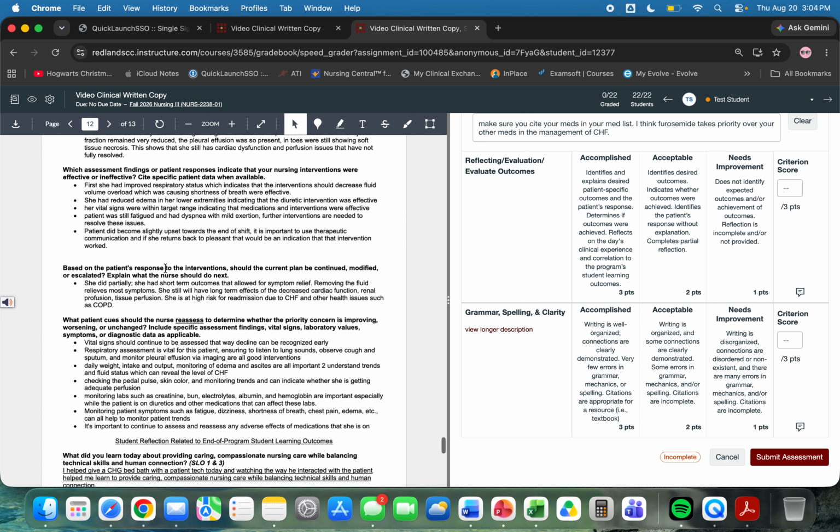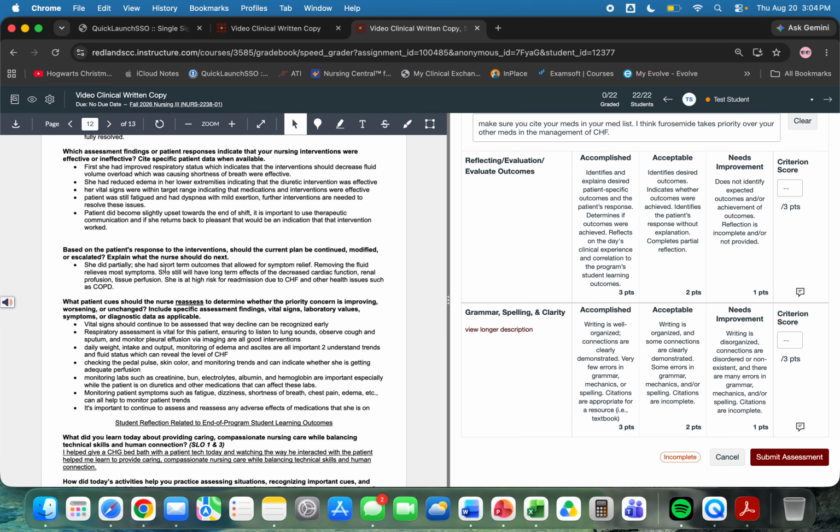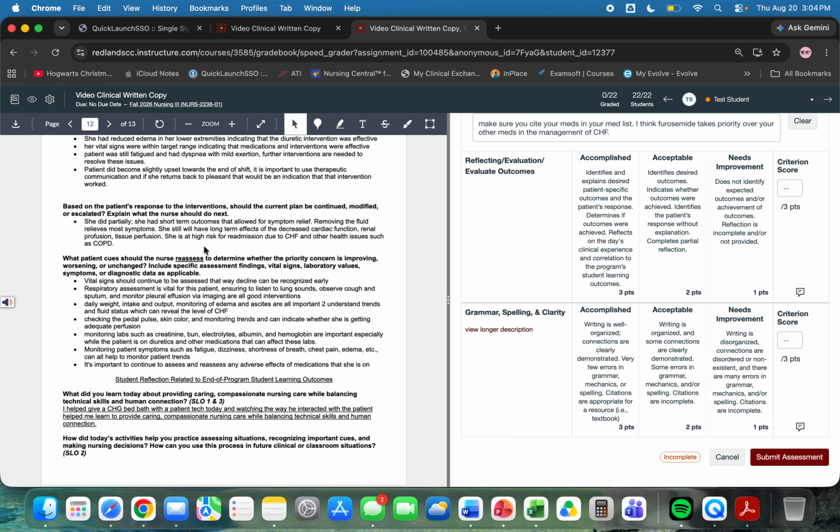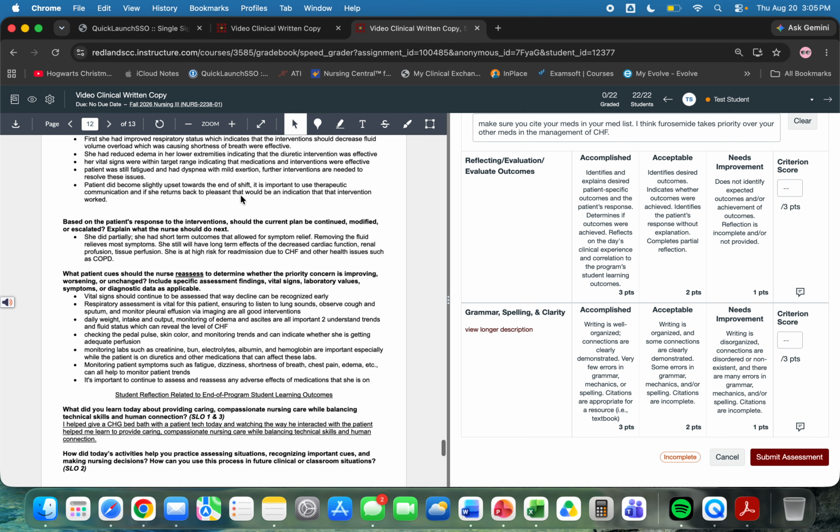Her assessment findings: which assessment findings indicate that your interventions were effective? So again, if we're doing an intervention, we're always reassessing to see if it's working. She did have an improved respiratory status. She had reduced edema, which was indicating that her medications were effective. She was slightly upset, because it was important to use therapeutic communication. So those are some things I think she identified pretty well.